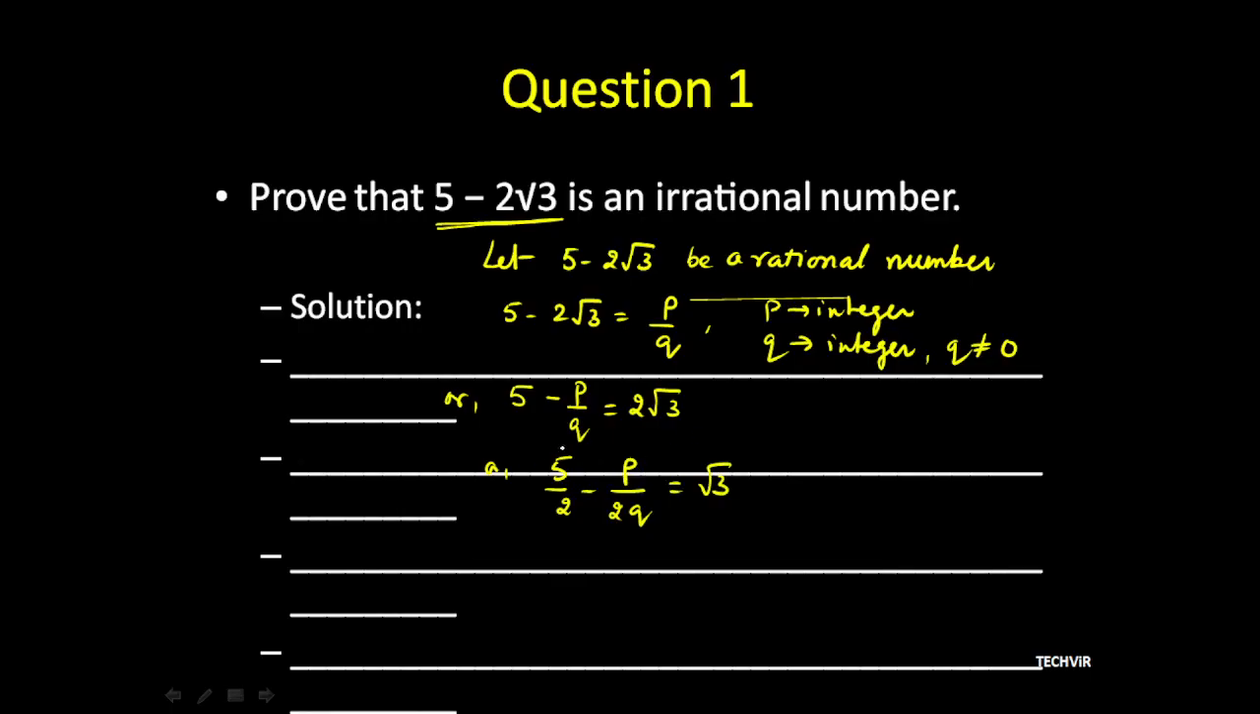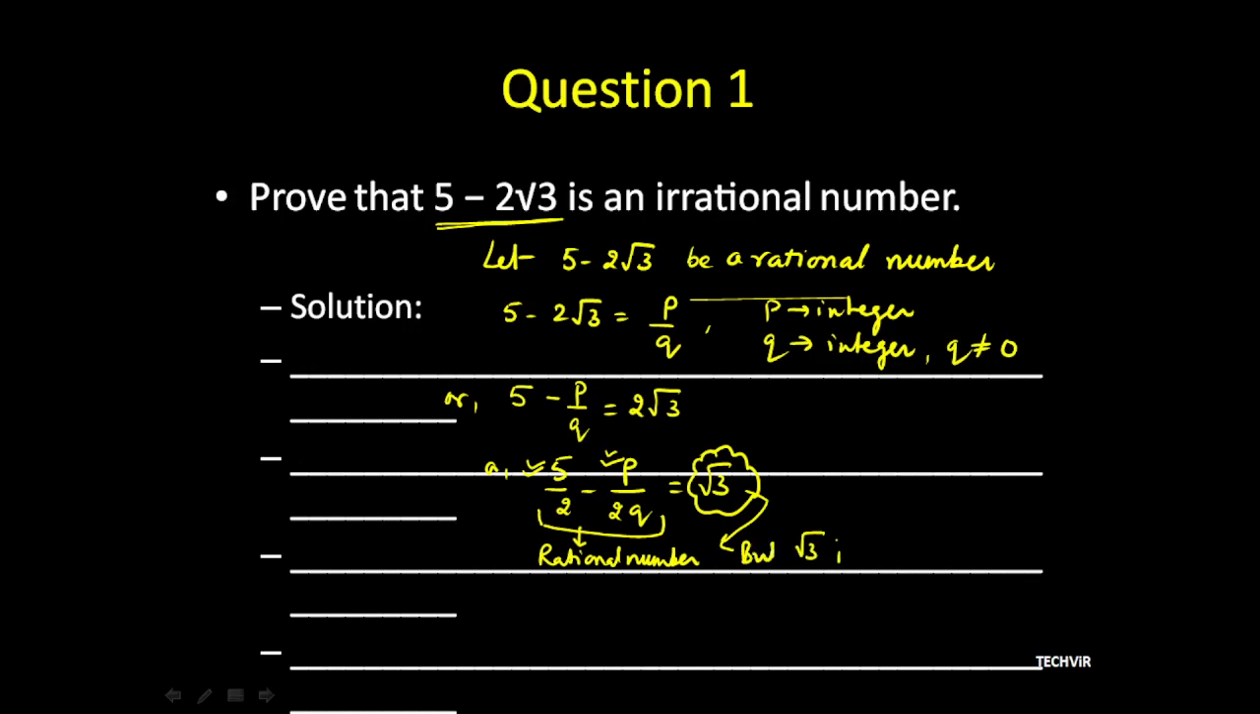Okay, so now look at this expression. In the left hand side, this 5 upon 2 is a rational number, this p upon 2q is of course a rational number, and as we know, the difference of two rational numbers always gives a rational number. So this whole expression is nothing but a rational number, but on the right hand side what is written over here, root 3. So as per this equation, this root 3 must be a rational number, but this is contradictory, as we all know that root 3 is not a rational number.